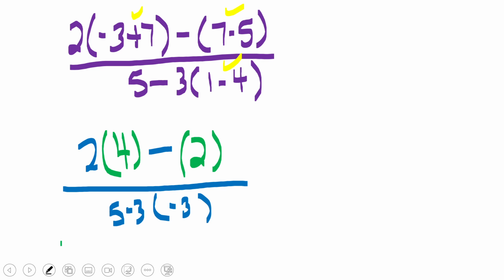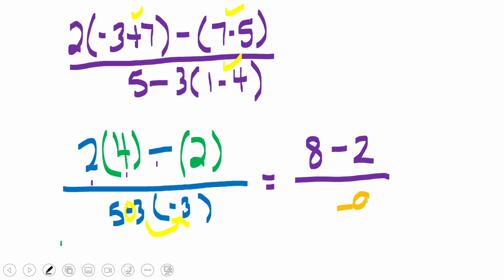Okay, all this is going to equal 2 times 4 is 8 minus 2 in the numerator. Okay, we have multiplication here. Leave this alone. We're just taking 3 times negative 3 here. 3 times negative 3 is going to be a negative 9. Now drop down your 5 minus in front of that. Check that out.